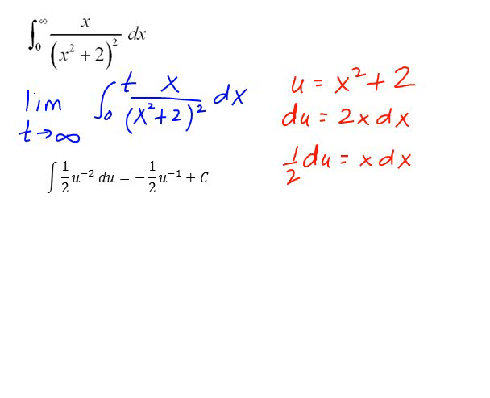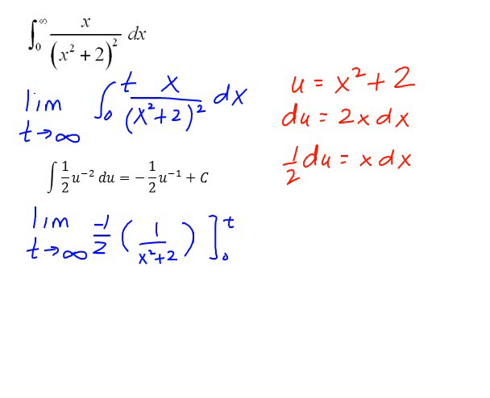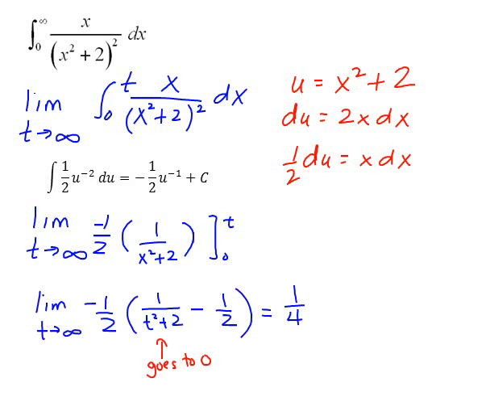So whichever method you choose in that step, we should all arrive at the limit as t approaches infinity of negative 1/2 times 1 over x squared plus 2, evaluated from 0 to t. Plugging in the t and the 0 gives me negative 1/2 times 1 over t squared plus 2 minus negative 1/2 times 1/2. As t approaches infinity, the 1 over t squared plus 2 goes to 0, so my limit equals 1/4. This is the value of our original integral from 0 to infinity of x over (x squared plus 2) squared.